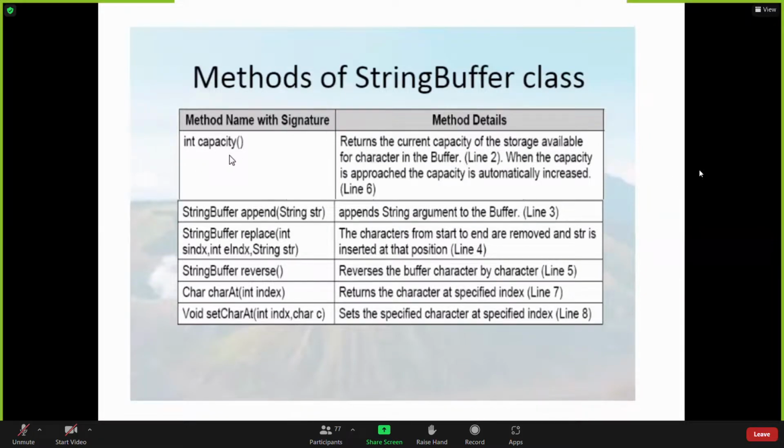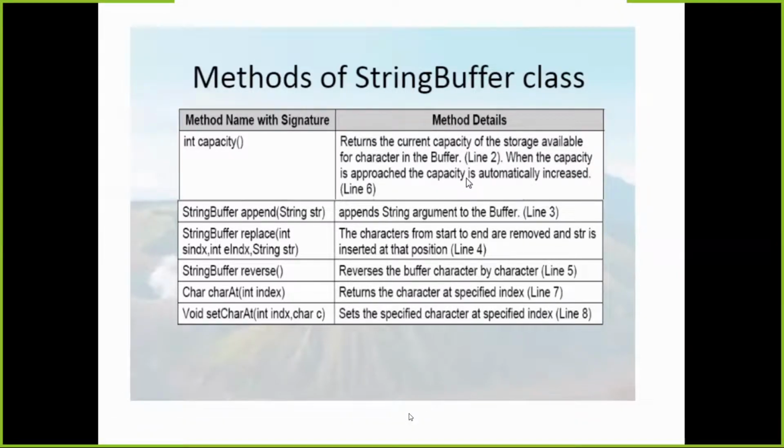Capacity method, obviously it is an integer method. It returns the capacity of the storage available for a character in the buffer. When the capacity is approached, the capacity is automatically increased.